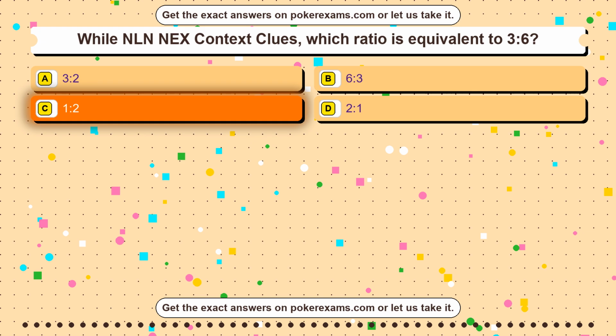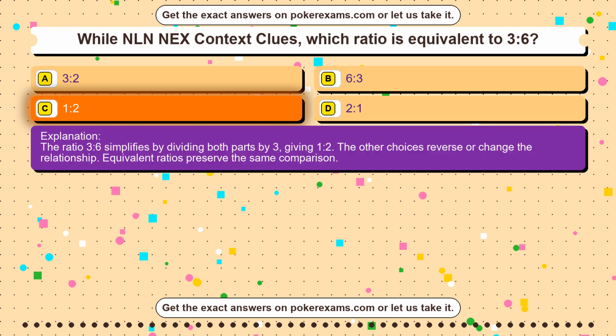1:2. The ratio 3:6 simplifies by dividing both parts by 3, giving 1:2. The other choices reverse or change the relationship. Equivalent ratios preserve the same comparison.